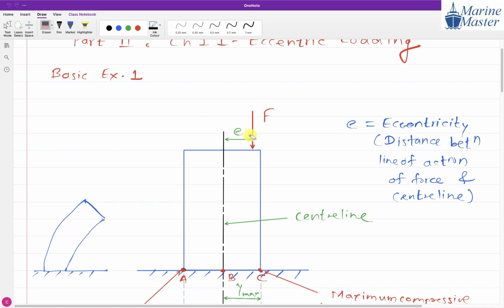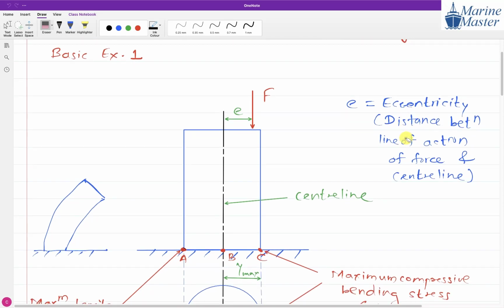Now one more thing. The distance of F from the center line, what will we say that distance is? Eccentricity. And eccentricity stands for the distance between the line of action of force and the center line.